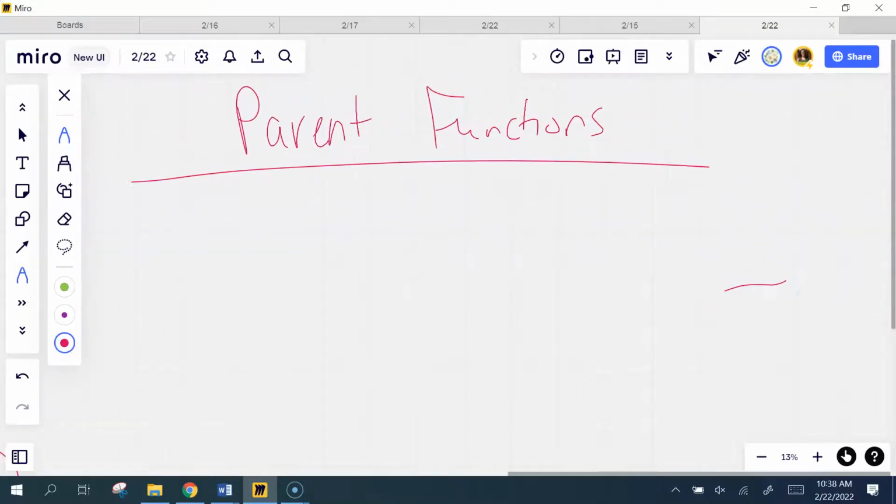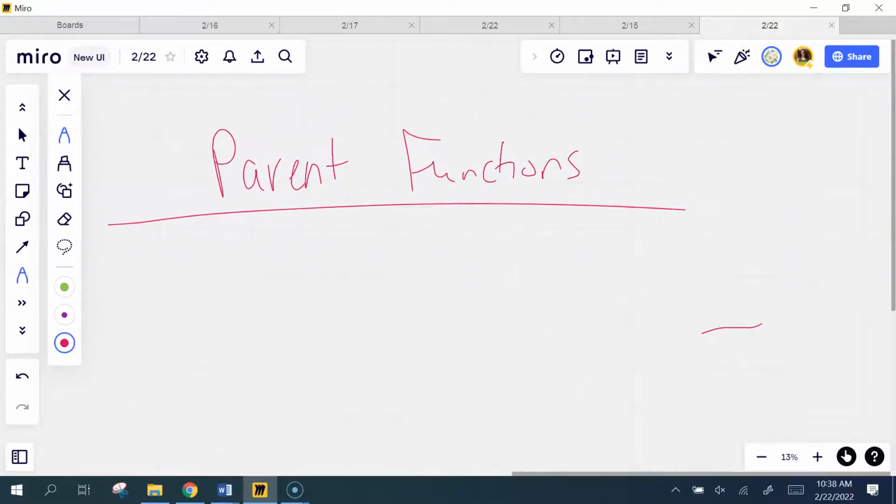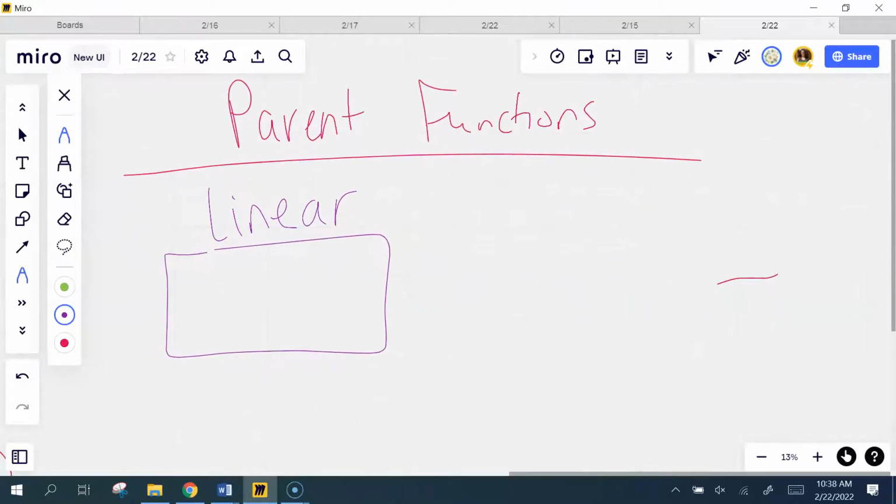So we have these different types, and we have talked a lot. You should be very familiar with the first few. But let's talk about linear first. So a linear function, the parent graph, and this will go in the little box right under it. What does the parent function look like? Well, it's just f of x equals x. That is the parent function for a linear function.